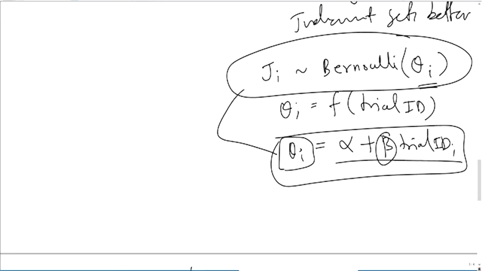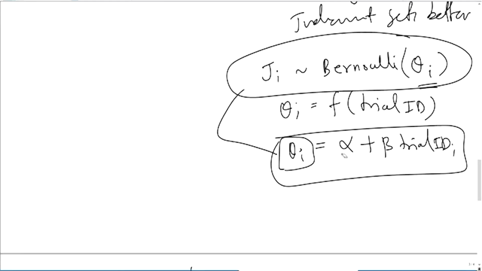Because what if beta has a large value, and let's say alpha is initially 0.3 and beta is, let's say, 0.05? Then easily this can go over 1 as trial ID increases. Similarly, if beta takes a negative value, it can easily go below 0 as well, right. So it's very difficult to control the constrained space of parameter theta given this linear function. Okay, so what do we do in this situation? You need to apply some transformations such that theta never goes below 0 or above 1.